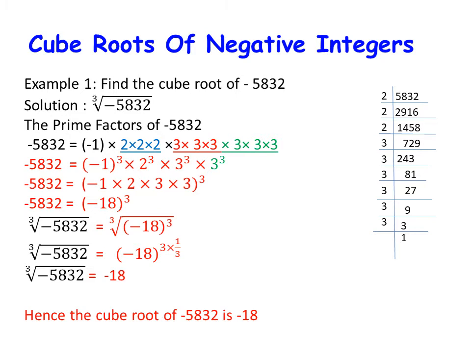You can check: if -18 is multiplied by itself 3 times, you will get -5832. As we discussed, the cube root is the value which, when multiplied by itself 3 times, gives the radicand. If you multiply your value and you don't get the radicand, it means your solution is wrong. Then check your prime factorization again, and you will have to do the solution again. In this way you can check whether your solution is right or wrong.